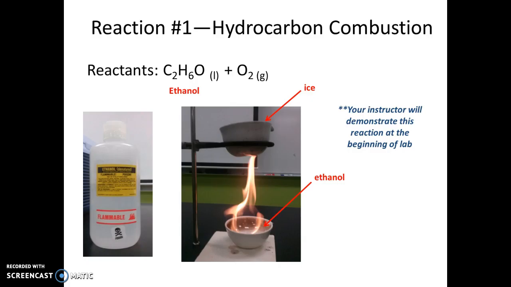What you're going to be looking for in this lab is you'll start to see water droplets forming at the bottom of the ceramic dish that's close to your flame, that's close to that burning ethanol. That's your apparent product, and that's what you're going to be looking for in reaction number 1. So you're not going to set up this reaction yourself, but you'll have an opportunity to observe it when you're in lab this week.